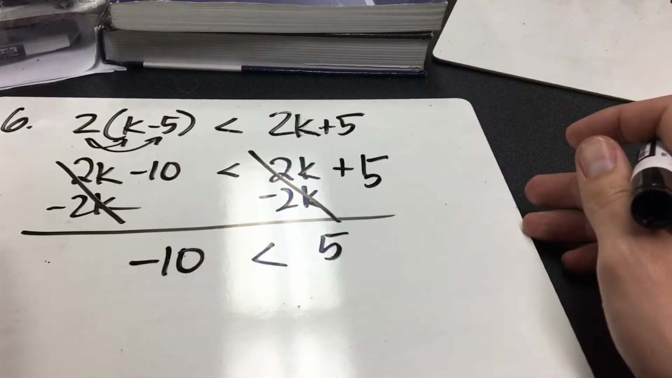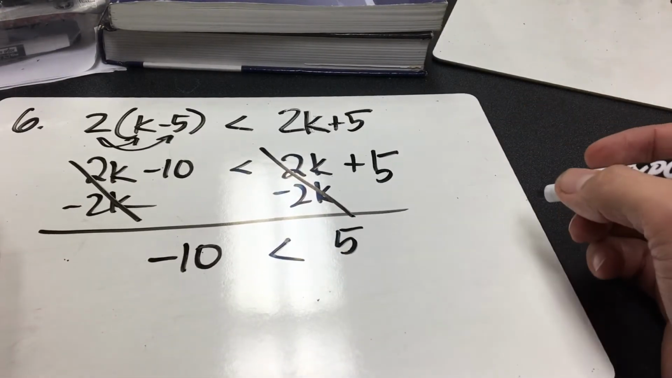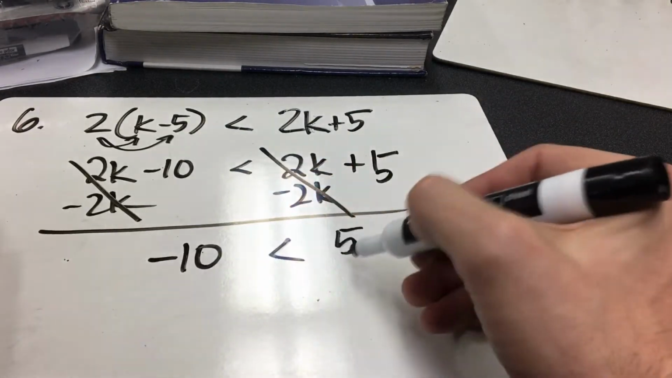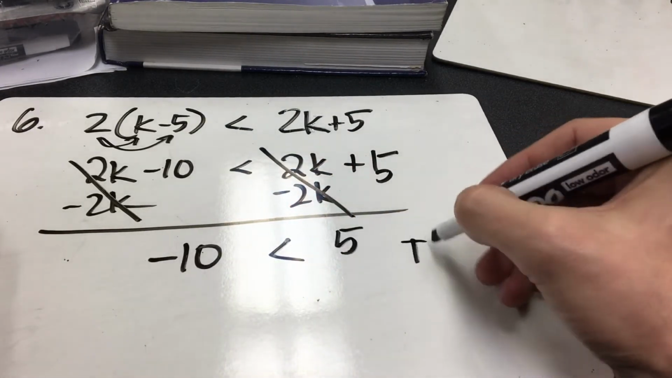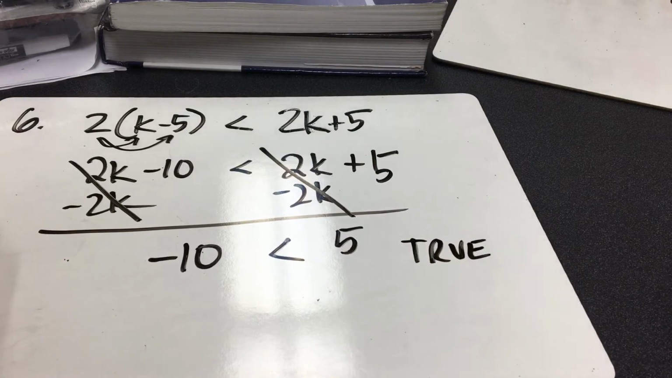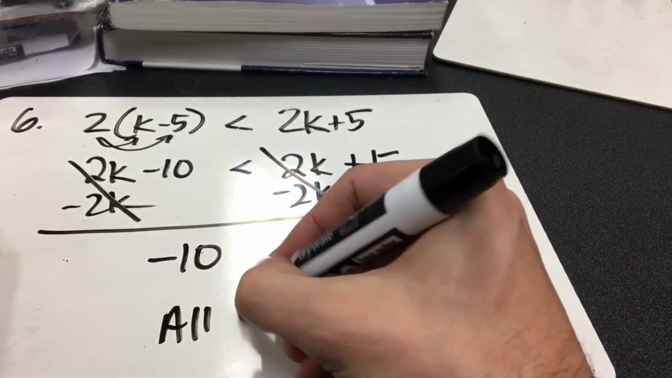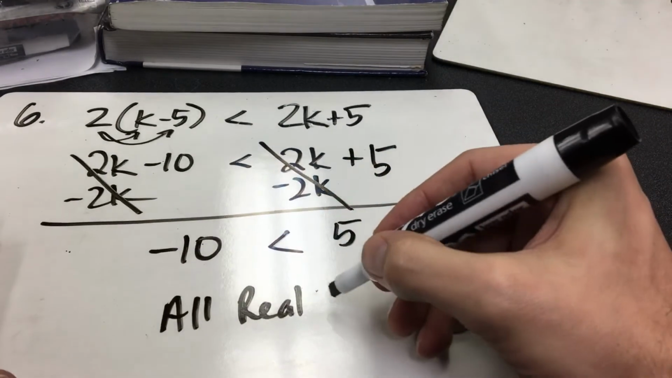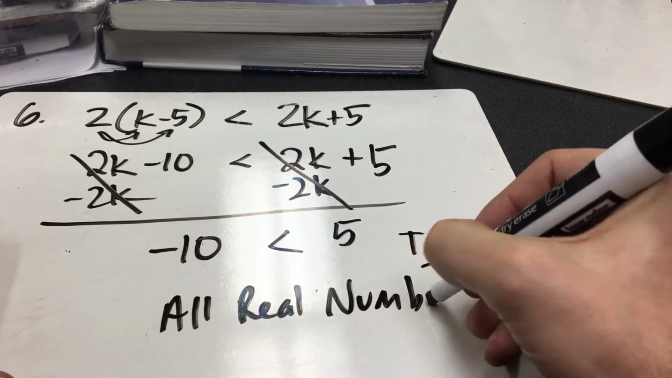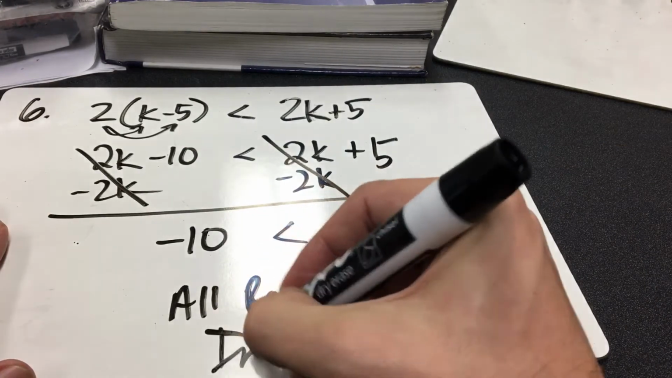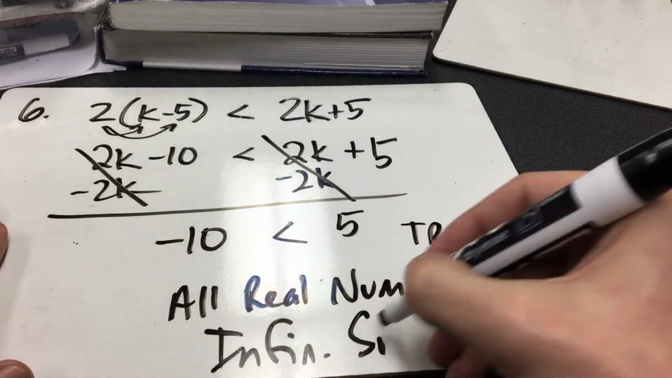Now, just ask yourself, is this true or false? Is negative 10 less than 5? That's a true statement, right? That is definitely a true statement. So if you get a true statement, your answer is all real numbers or infinitely many solutions. Either one of those would be fine, right? Infinite solutions. Either one of those is okay.